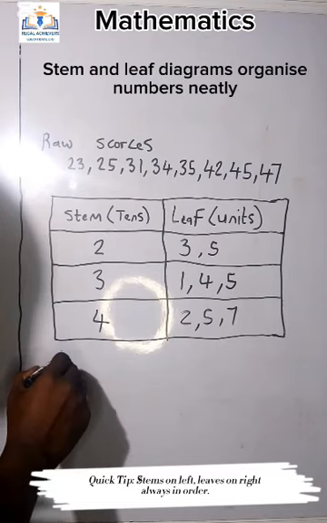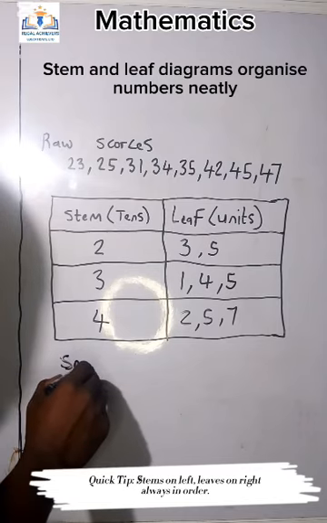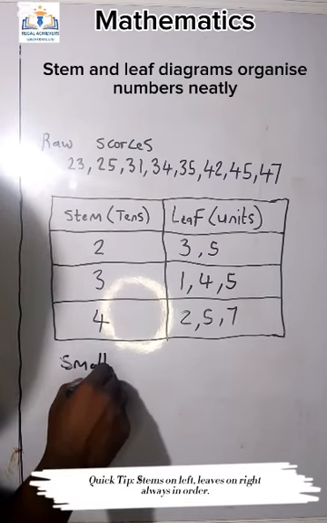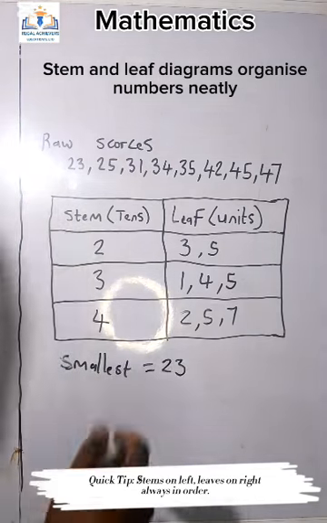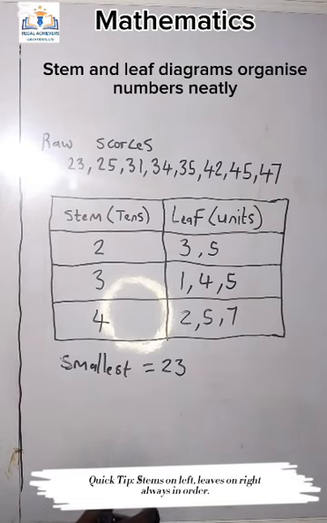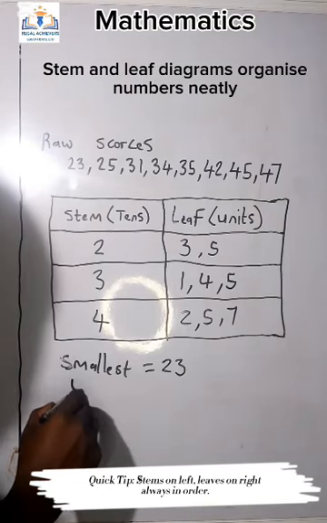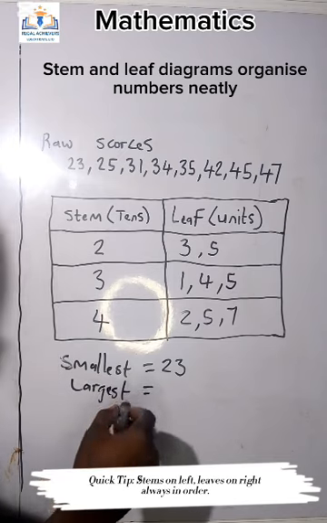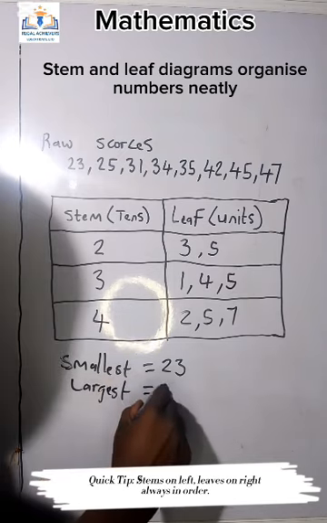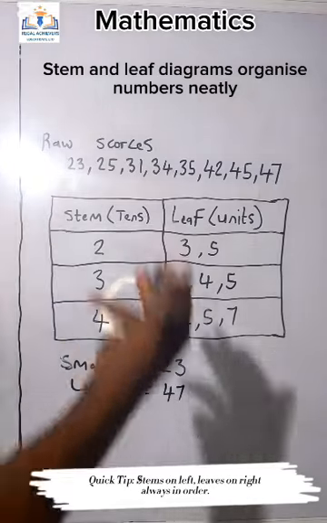So the smallest here is equal to 23. If you look at it, 23, that's the smallest. And the largest here, largest equals what? That is 47. Now you can also look for your range.